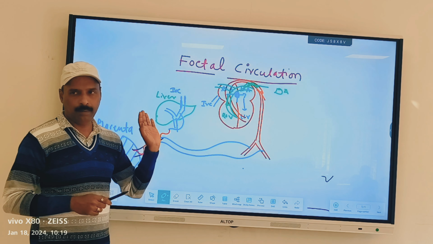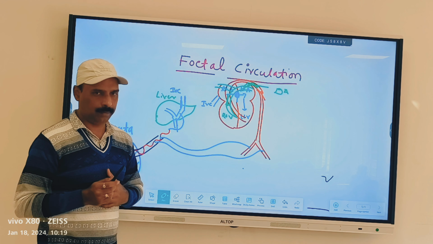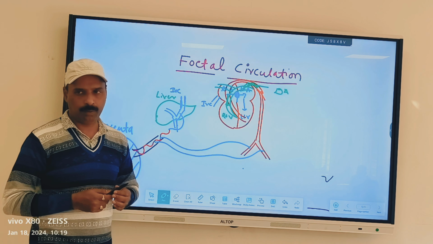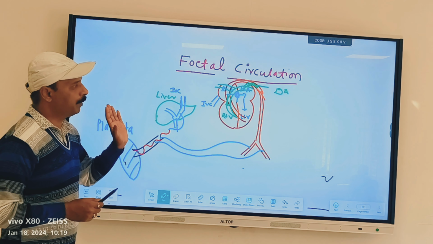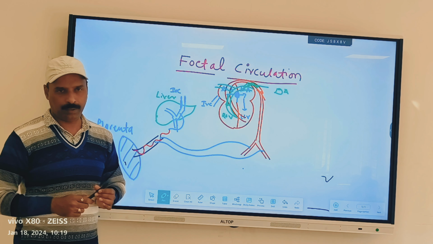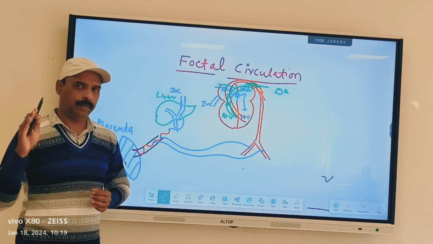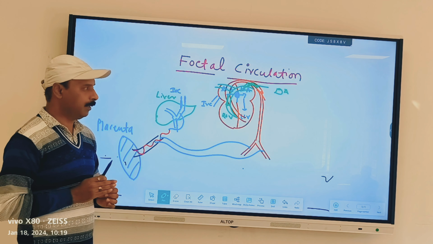The umbilical cord contains one umbilical vein and two umbilical arteries. So that is what you have to remember in total. So this is what you have to remember about the fetal circulation. Three important words you have to remember.